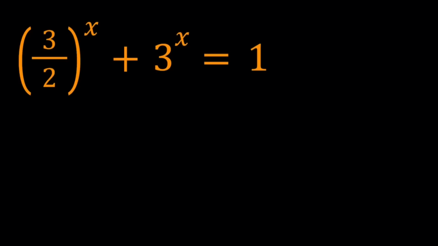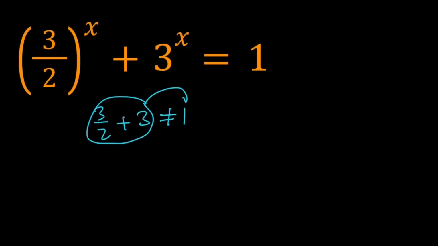For example, can x be 0? Okay, substitute x equals 0, just guess and check. 0 power will give you 1. 1 plus 1 does not equal 1. It doesn't work. Can x be 1? When x is 1, we get 3/2 plus 3, which is, again, not equal to 1. Obviously, this number is greater than 1. That kind of gives us an idea. If x is in a certain interval, then it's not going to work.